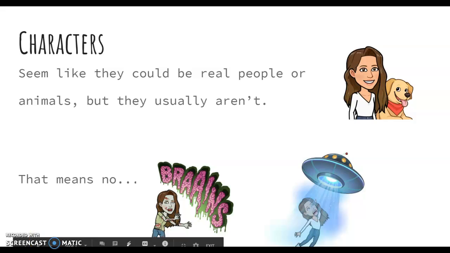You may recall this slide from Tuesday, where we learned that characters in realistic fiction seem like they could be real people or animals, but they usually aren't. So they're everyday real people like you and I, but they are made up in the imagination of the author. We also know that this means no zombies, no aliens.